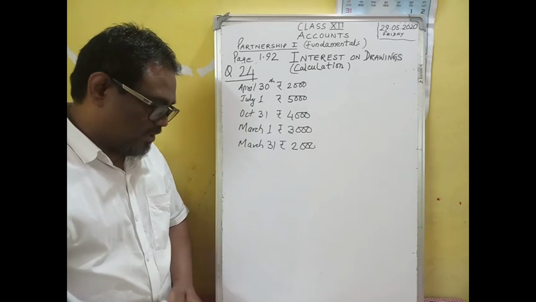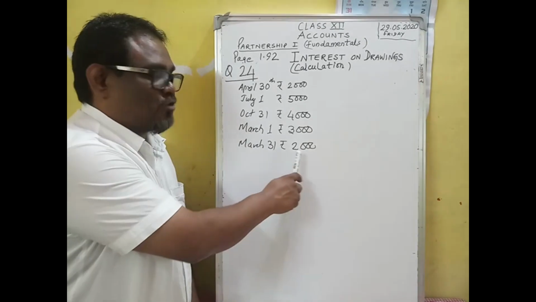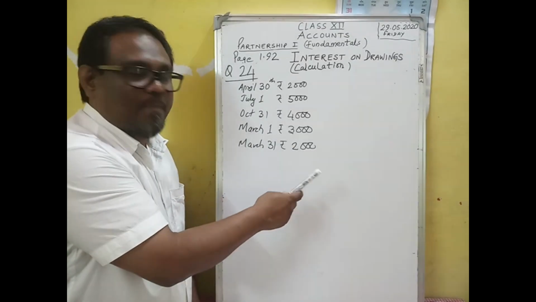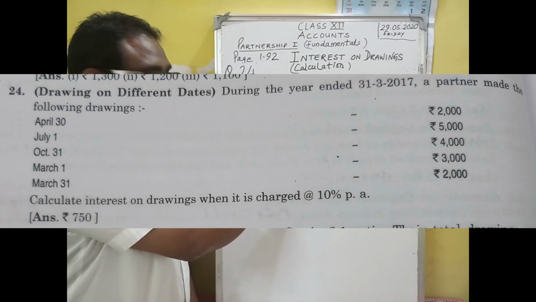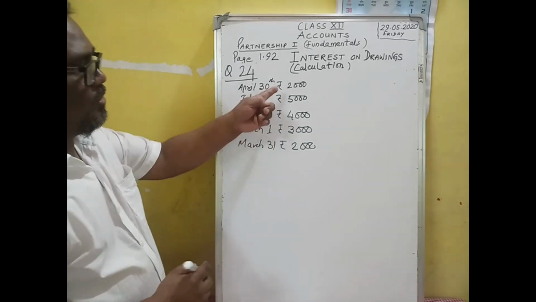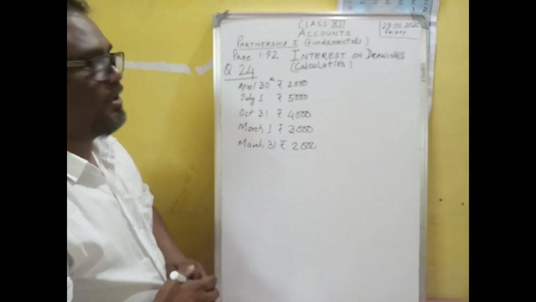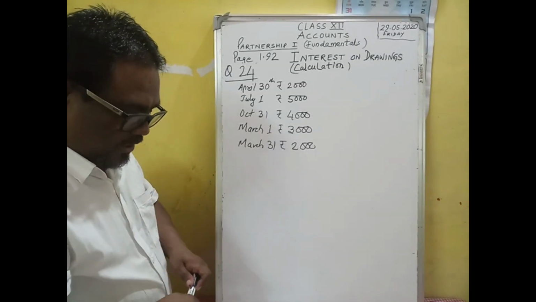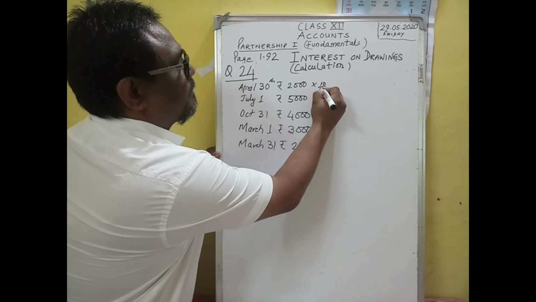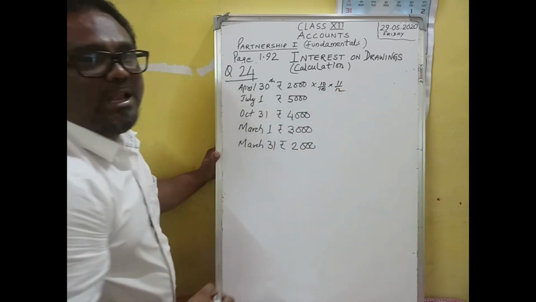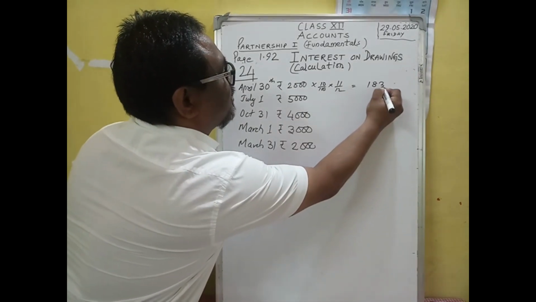The year is ending on 31st March. So the last drawing on 31st March will be 2,000, and the year is also ending on 31st March. So interest on drawing is not calculated on the last date of drawings, because from 31st March to 31st March it is 0 months. On April 30, the year is ending on 31st March 2017. So the interest on drawing is calculated here at the rate of 10% for 11 months. So for 11 months, approximately we get 183 rupees.